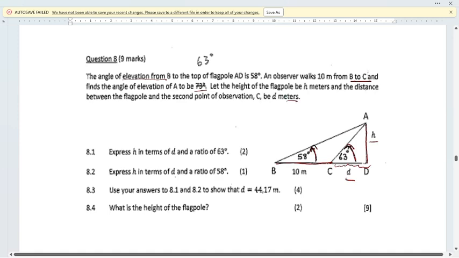It's d meters. I'll check something. D is in meters, h is in meters, and BC is in meters. Now, another thing, you must make sure that all your distances or measurements are in the same unit. Okay? Over here, centimeters, even the meters, you must convert to one unit.